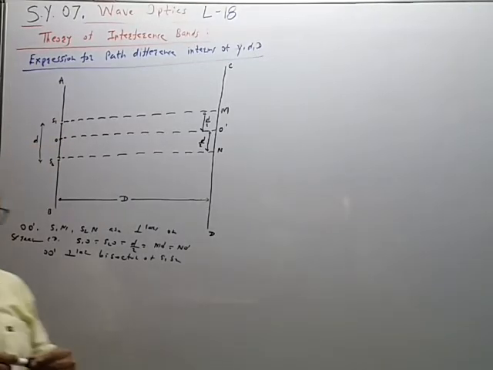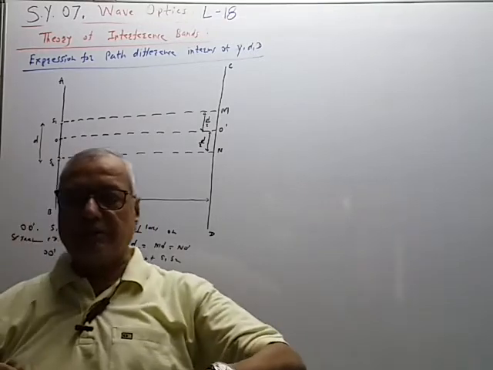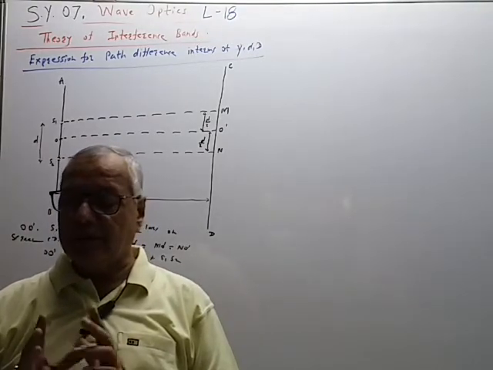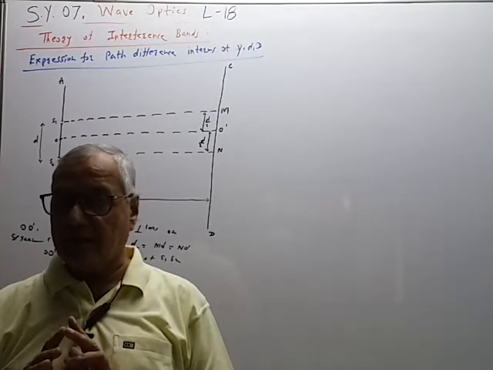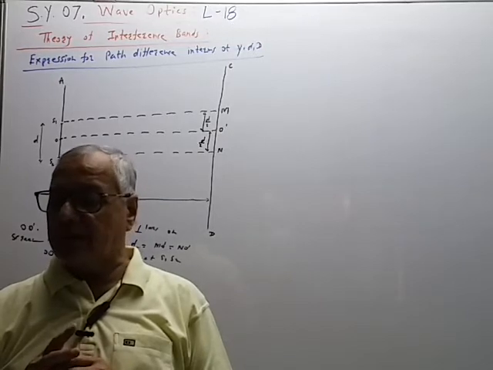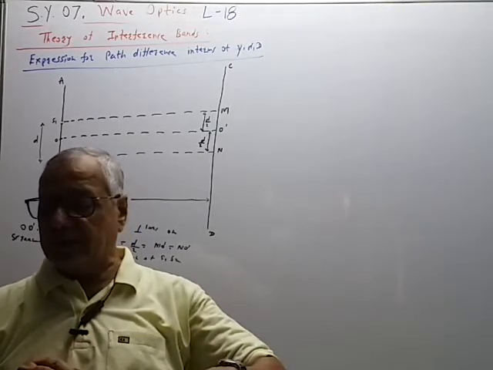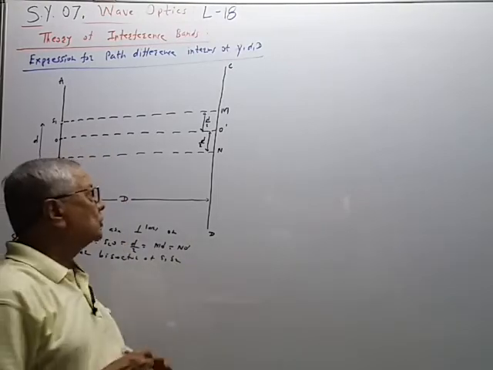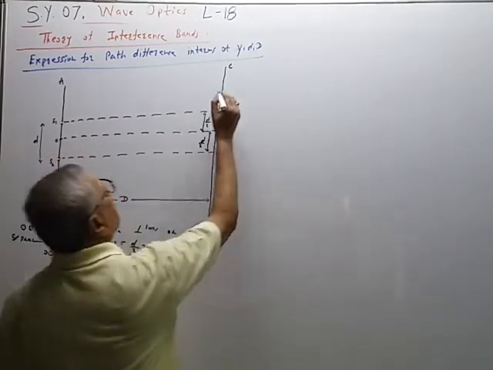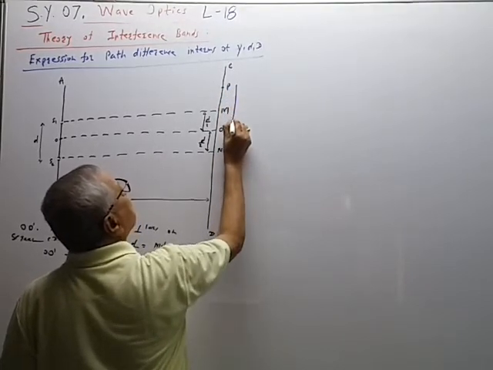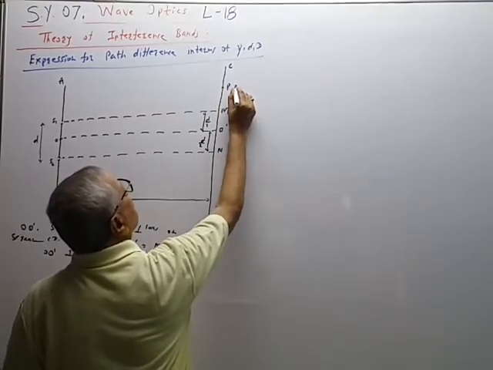Now we have to find the expression for the path difference. So we know the meaning of path difference. It is the difference between the distances covered by the two waves when they cross each other at a point. In this case, we will consider the point of crossing anywhere on the screen. That point we are considering as P, and this point P is at a distance y. O' is considered as the center.